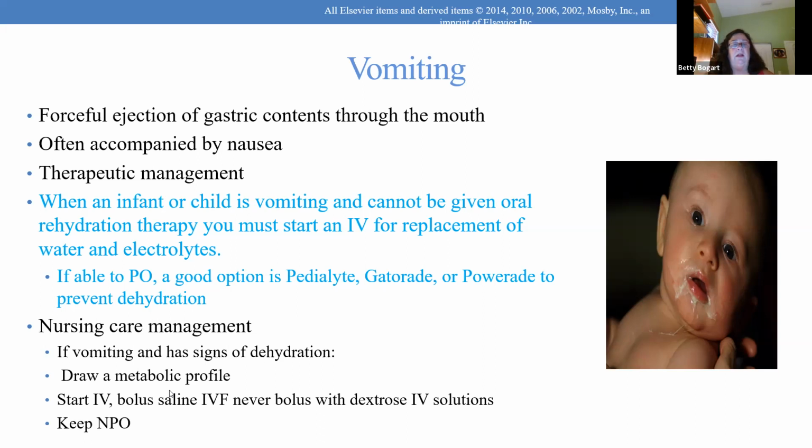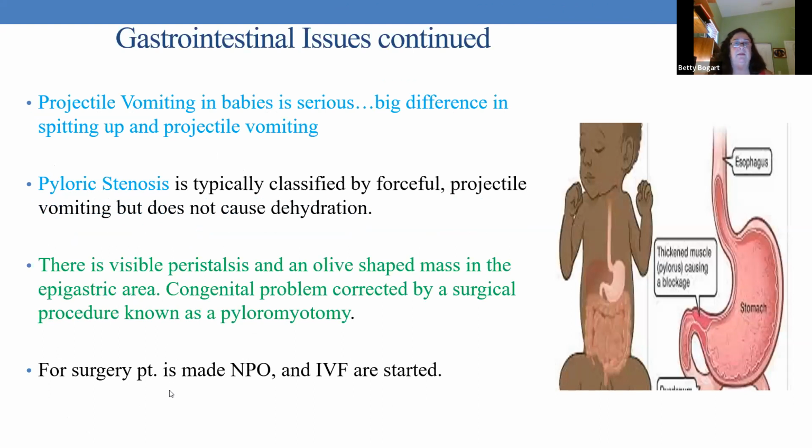Do the metabolic profile. Now, when you're giving a bolus of fluid, only bolus normal saline. Never, ever bolus with dextrose solutions, and never start potassium until you have a potassium level from the lab or until they urinate, because with dehydration, giving potassium could kill the kidneys. That's why we watch the potassium before we add it to the fluids. We know they may need it, but we have to be very careful. And if they're vomiting, tell the parents, please don't give them anything by mouth. Let's rest that tummy a little bit. And of course, we'll give some antiemetics.